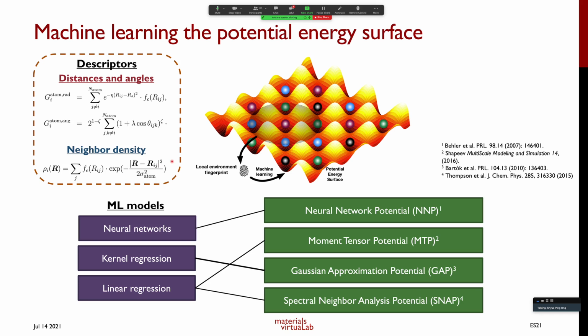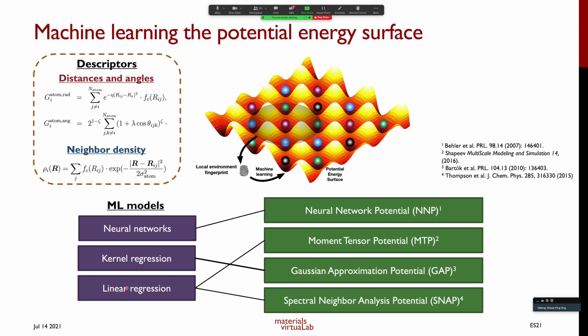Essentially, you are looking at the atoms that are surrounding each atom, and you describe them using some functional form, right? After you describe them using either the Behler symmetry functions or neighbor densities, you then convert them into some form of local environment fingerprint, right? Now, in machine learning interatomic potentials, you then use those local environment fingerprints and couple them with machine learning models, right? There are a variety of them you can choose.